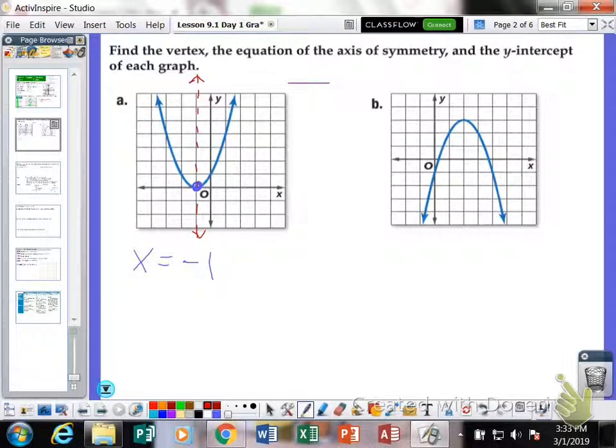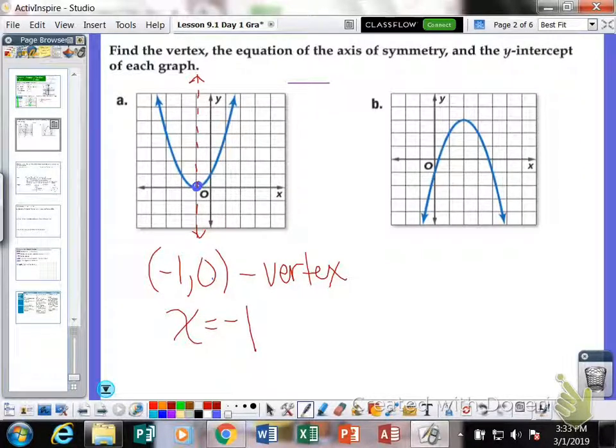So we can actually go back a step here. I think I'm combining too many things at once. So go back to the vertex a second. The vertex is negative 1, comma 0. This is the vertex. It is a point. The axis of symmetry then is an equation, which is x equals negative 1. So there, vertex, axis of symmetry. And then the y-intercept would be located at, looks like, positive 1.